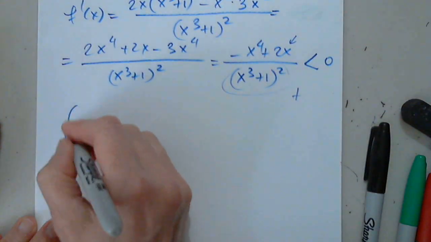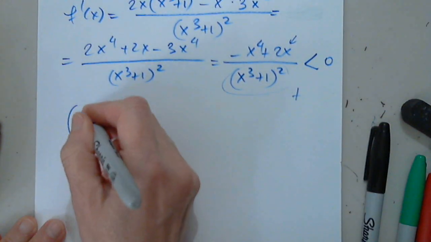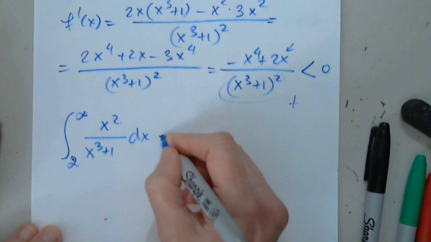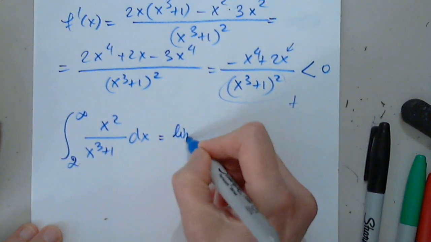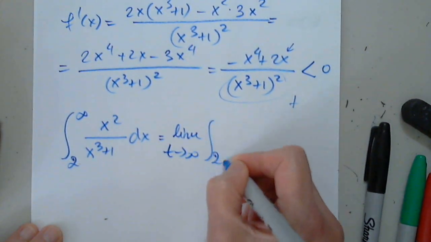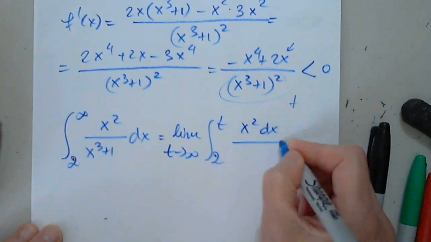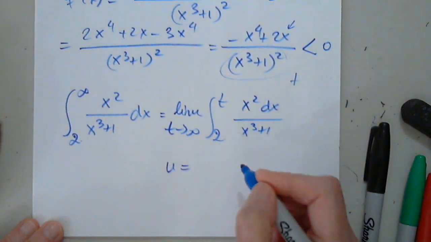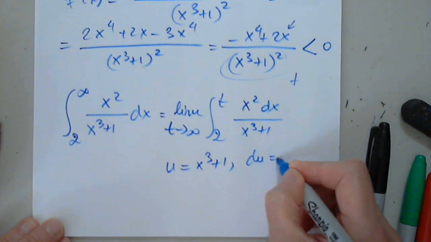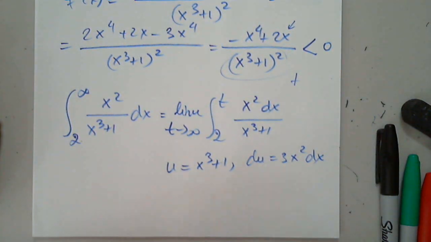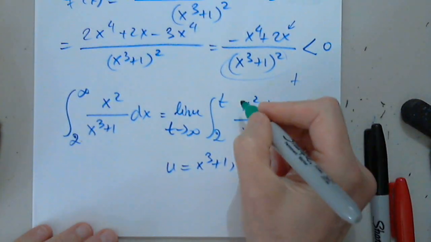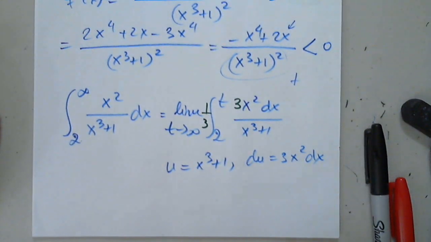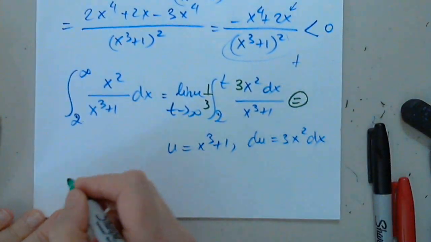So we have the integral from 2 to infinity of x squared over x cubed plus 1 dx. We know that this is an improper integral, so we have to use the limit as t approaches infinity of the integral from 2 to t of x squared dx over x cubed plus 1. I'm going to use a simple substitution where u equals x cubed plus 1 and du equals 3x squared dx. If you followed any of my examples or videos, you know for a simple one I will not solve it. There is no need. It's up to you, of course. You can use any method you like.